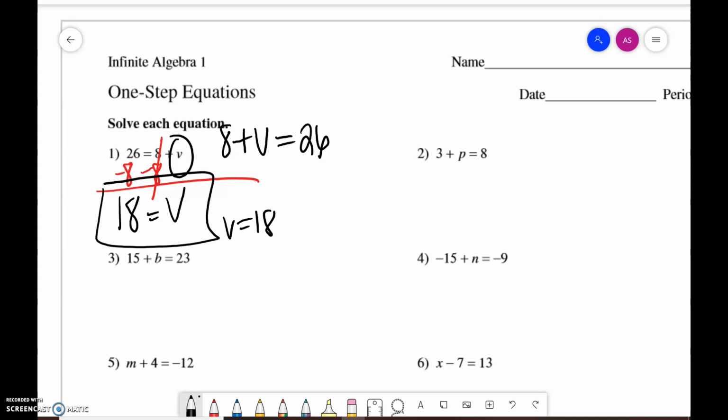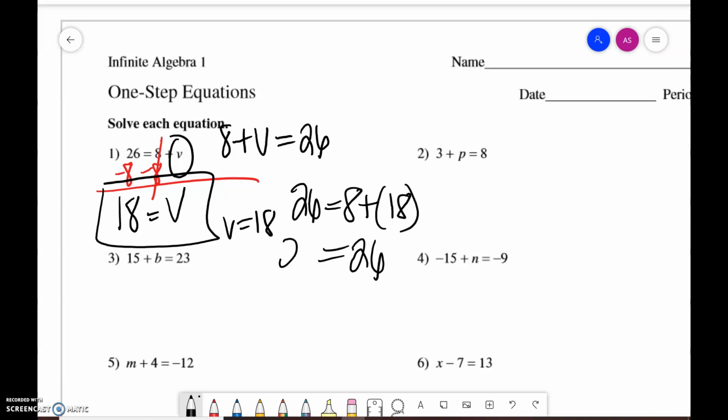Okay. Now the way you can check your work, because I'm trying to find the number that I can add 8 to get 26. So that number again is 18. So if I plug it back into my equation, and I'm going to use parentheses because I have to use parentheses when I'm plugging in something. Okay. I have 8 plus 18. That is in fact 26. So that means my answer is correct.